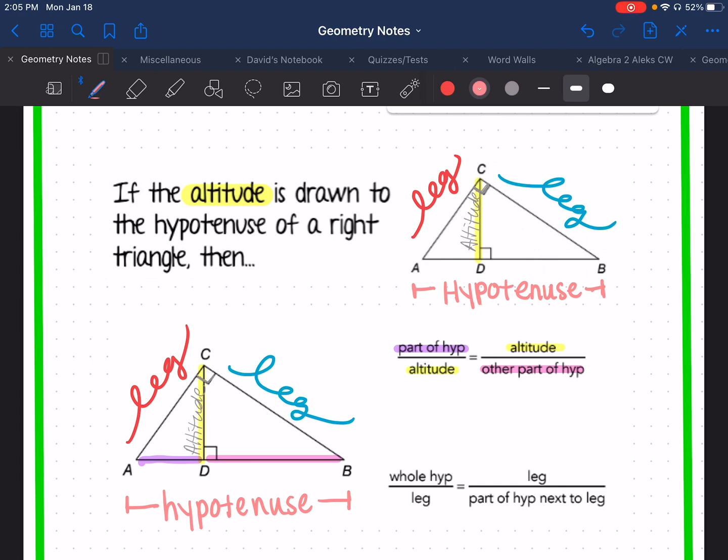So if I go back, here is my part and my other part. They're both part of the hypotenuse. One's one part, one's the other. Now, if you do not have your altitude marked, then your leg becomes your geometric mean.